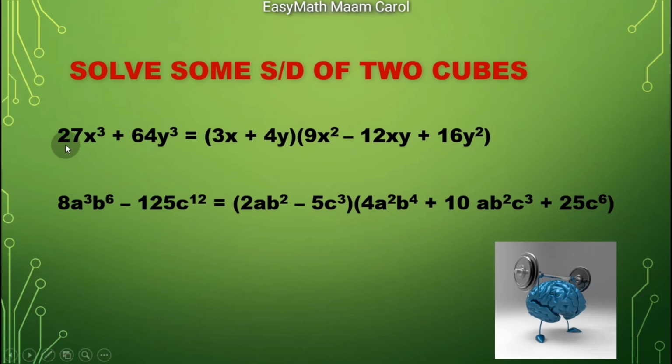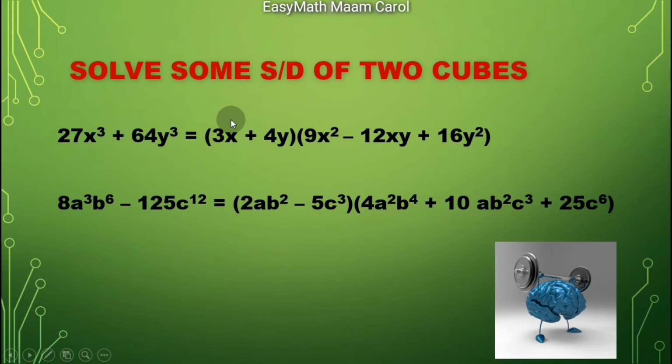So, we have 27x cubed plus 64y cubed. Ito yung sinasabi kong merong mga numerical coefficient. So, the cube root of 27 is 3, di ba? Kasi 3 times 3 times 3 is 27. At yung 64 naman, ang cube root niya ay 4 kasi 4 times 4 times 4 ay 64. So, kaya ito yung first term at saka second term ng binomial factor natin.